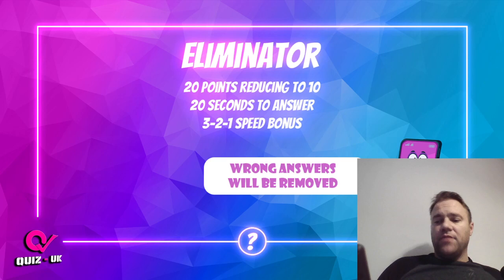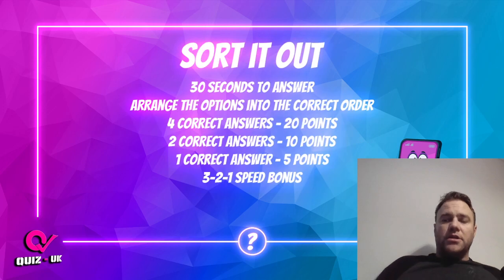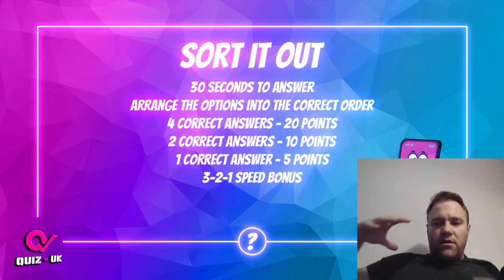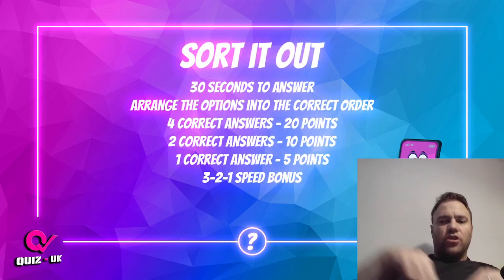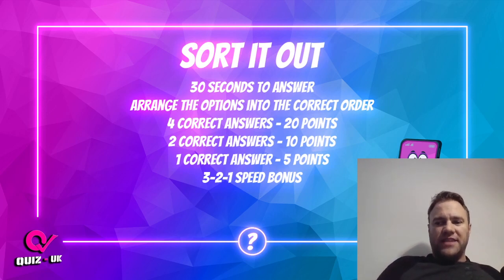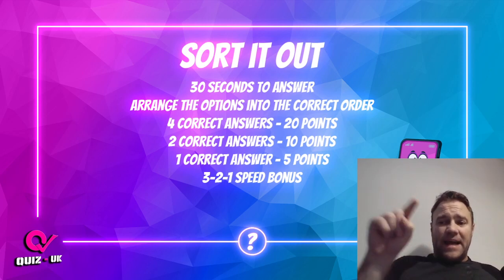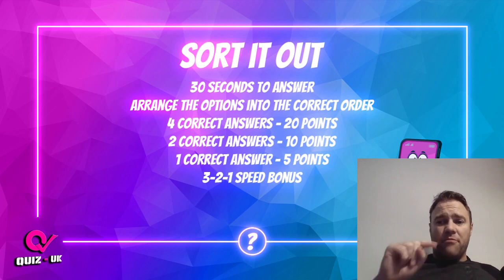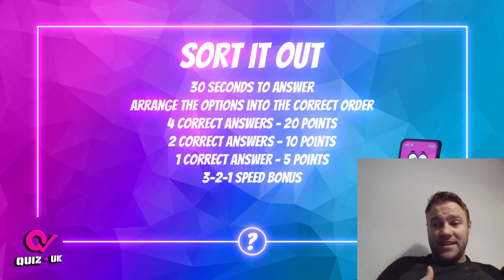Easy peasy. Now, what we also do as well, I'm just getting to this now, is a sort it out round. Now, in a sort it out round, you get 4 options, and you've got to put them in a sequence. I use the word sequence because it kind of covers all the bases. So you've got to arrange them into the correct order. So all you do is tap them in the order you want to give them, then press the submit button at the bottom. That's it. Don't overcomplicate it. Finish with that.